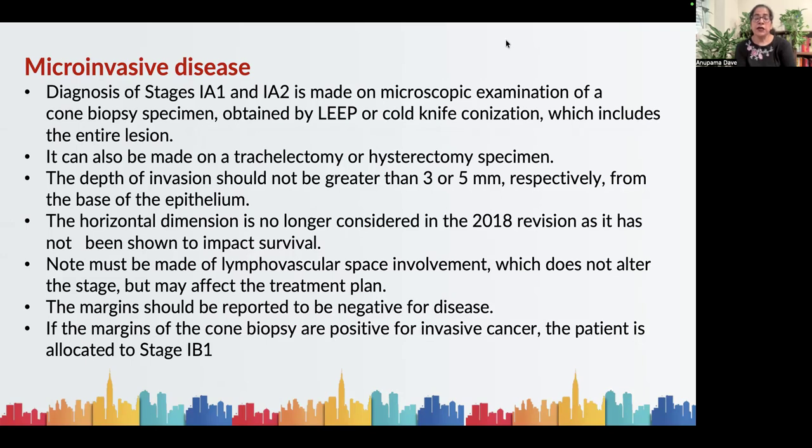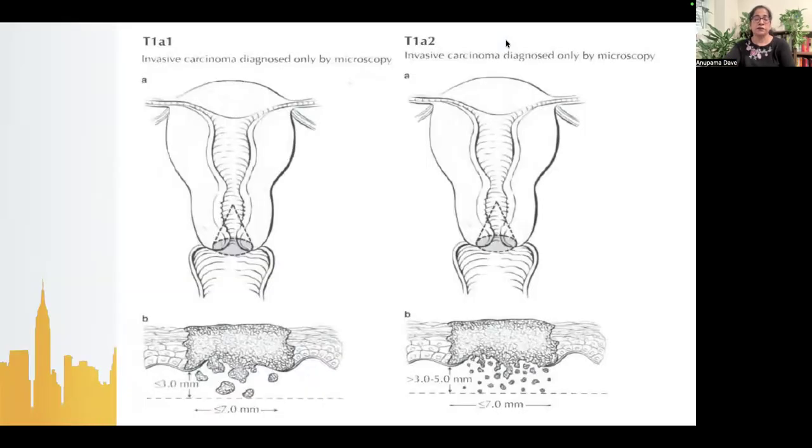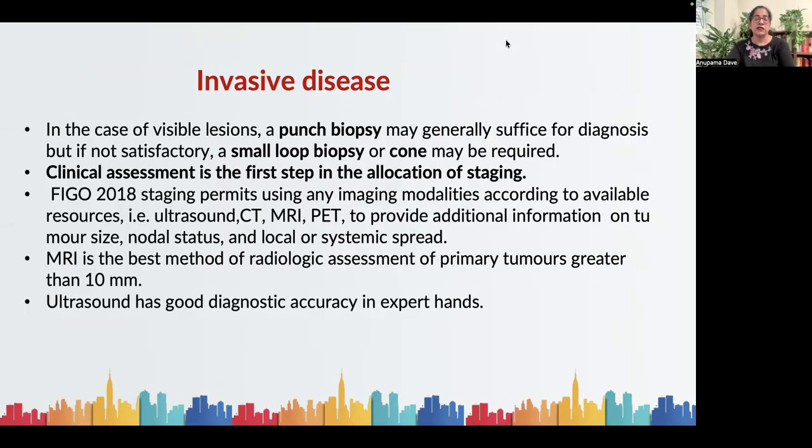A note must always be made of the lymphovascular space involvement, though it does not alter the stage but may affect the treatment plan. The margins should be reported negative of disease, and if the margins of a cone biopsy are positive for invasive cancer, the patient is allocated to a higher stage, which is 1B1. So these are the two stages, 1A1 and 1A2, which are included in microinvasive disease.